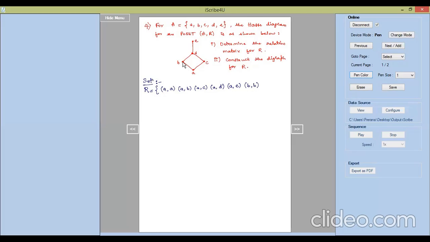Now we cannot write down B comma A because in the Hasse diagram, we will always consider the edges pointing upward. So A to B there is an edge, but B to A there is no edge. The arrows will not be mentioned, but it should be understood while drawing the Hasse diagram. We assume the diagram from bottom to up. So A comma B there is an edge, but B to A there is no edge. So we are not supposed to write down B comma A.